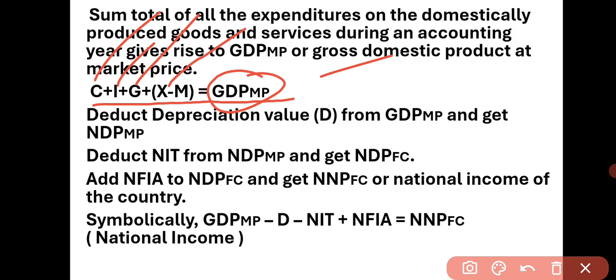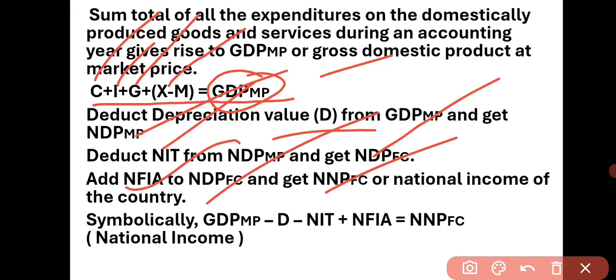Then after getting GDPMP, just deduct D, depreciation value. What you will get? GDPMP minus D is equal to NDPMP, net value. You will get net domestic product at market price. And after getting net domestic product at market price, deduct NIT, net indirect tax. You will get net domestic product at factor cost. After getting net domestic product at factor cost, just add NFIA to NDPFC, get NNPFC. So that NNPFC means it is national income of the country.